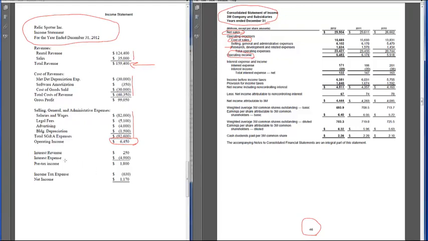Below the operating income line, we get to interest revenue and interest expense. Same thing for 3M. Then we have pre-tax income, income tax expense, net income. And you see the same order for 3M. The only thing is they have this non-controlling interest, which we'll talk about later in the term.